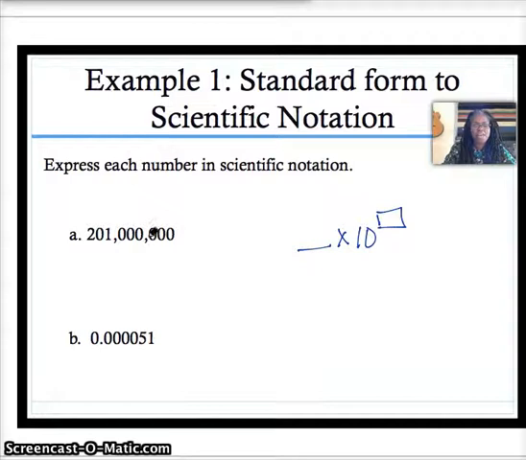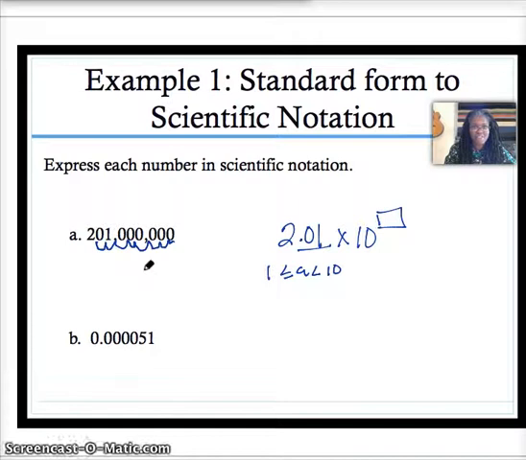The number that we have is 201 million. And what we do is we would write this number by moving the decimal place over 1, 2, 3, 4, 5, 6, 7, 8 places back. So 2.01 is what we get. So notice we've made sure that our number is somewhere between 1, remember this is our A value, somewhere between 1 and 10. Now that we've done that, we need to compensate for what we just did.